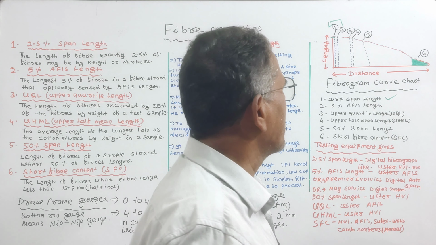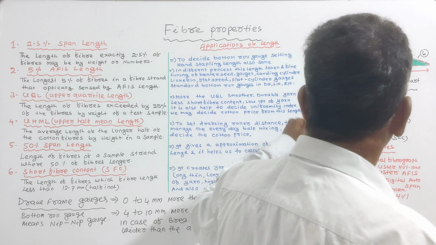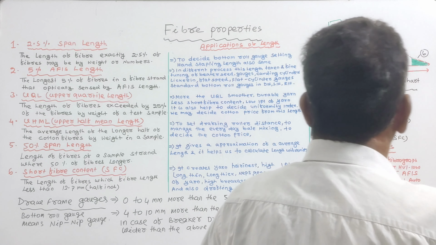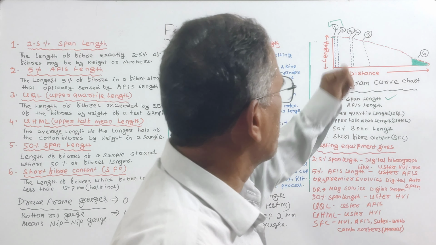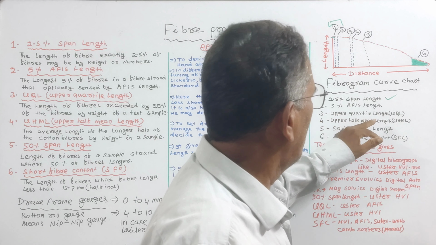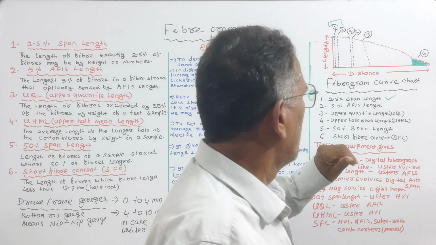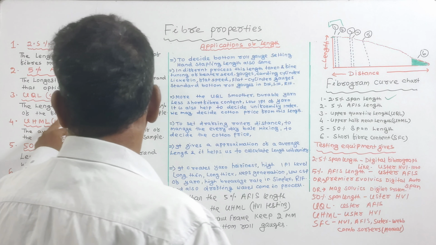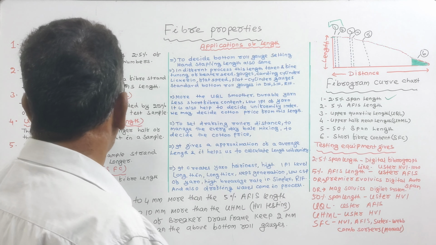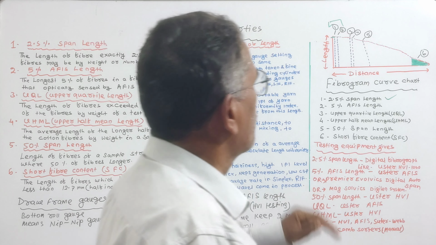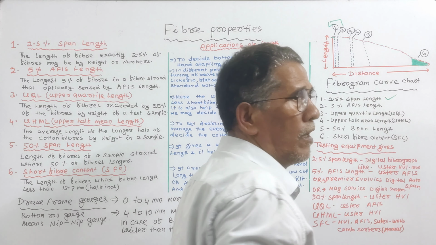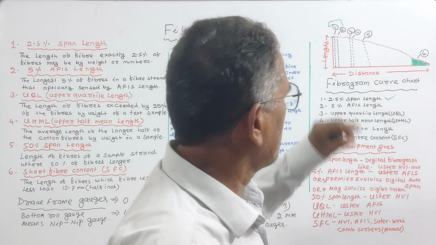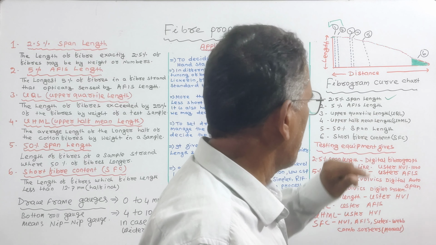These are very essential. Number 3, you see upper quartile length. That comes from the Office machine, and upper quartile length means the length of fibers exceeded by 25% of the fibers, the upper length of the fibrogram, that is called UQL, upper quartile length.